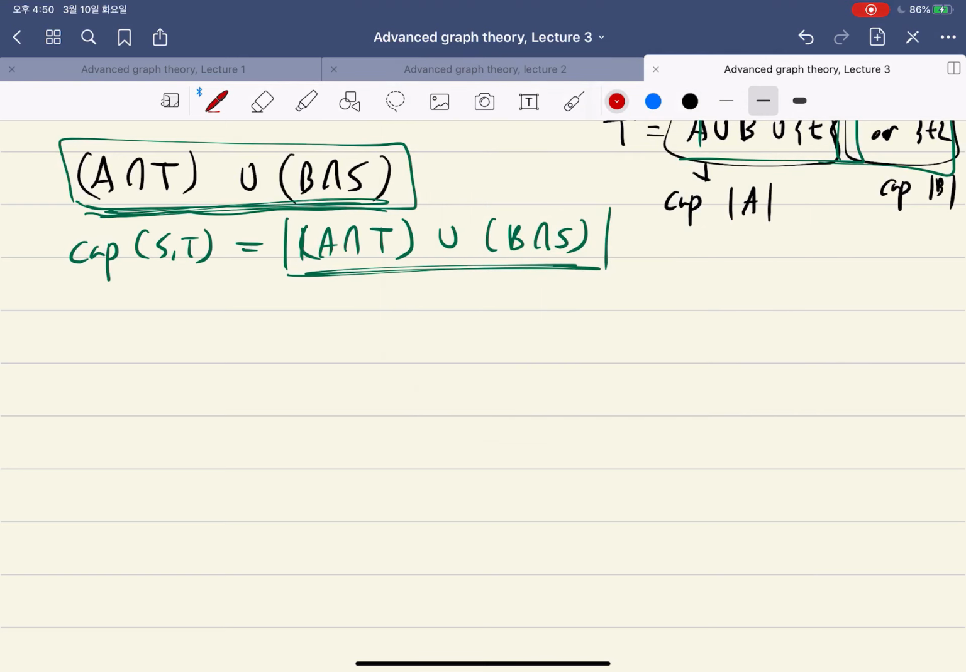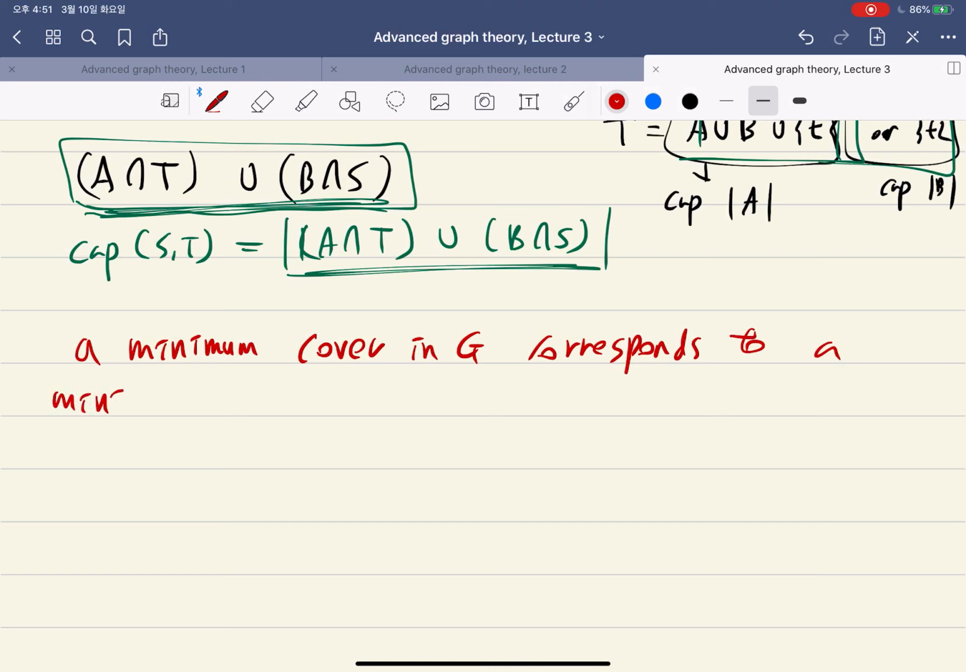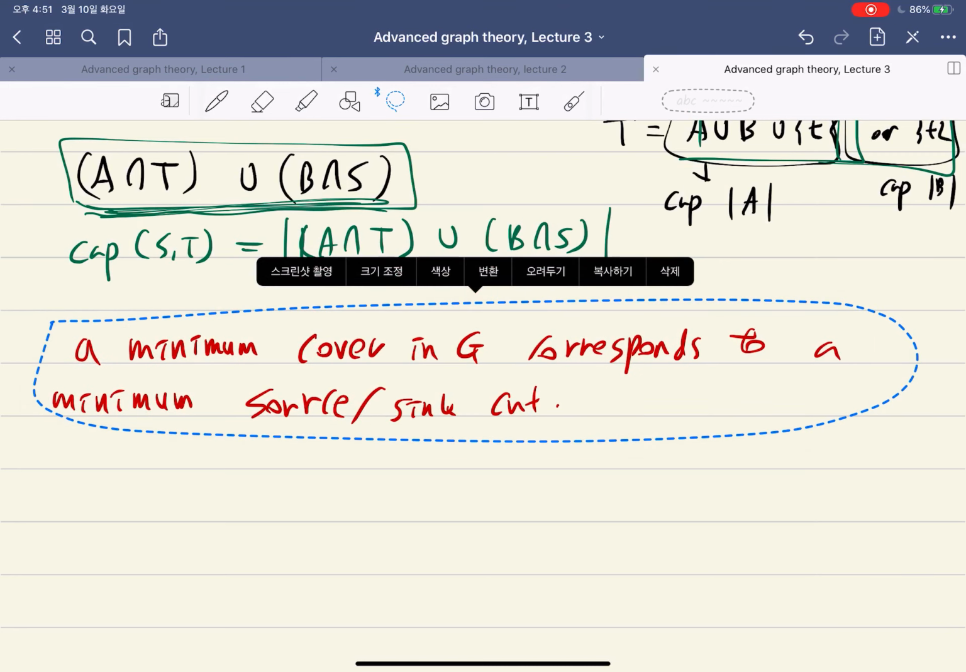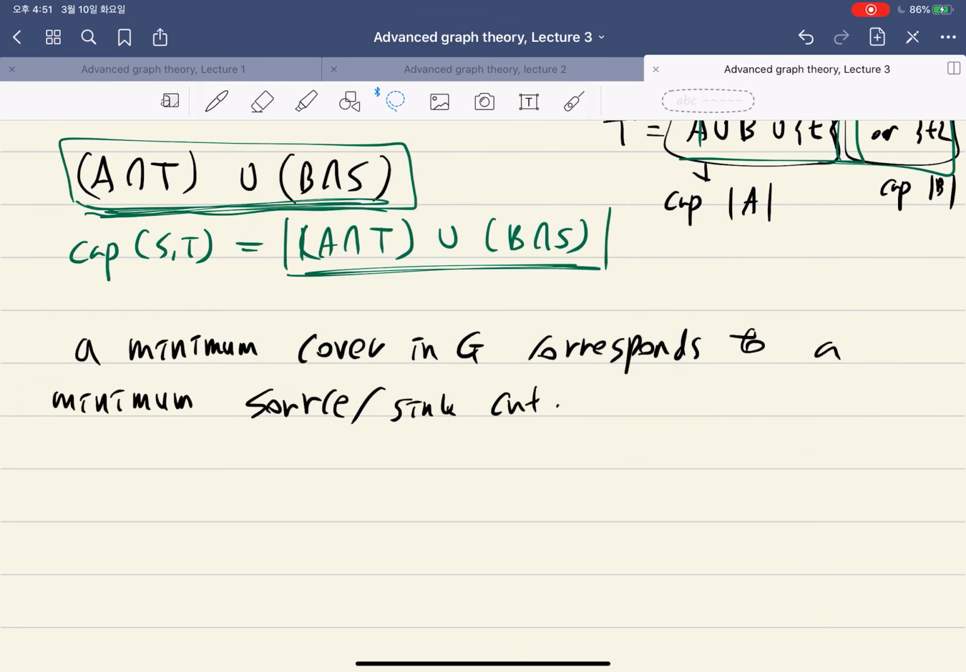So this shows that a minimum vertex cover in G corresponds to a minimum source-sink cut. As an exercise, you can write it in a more rigorous way by yourself.